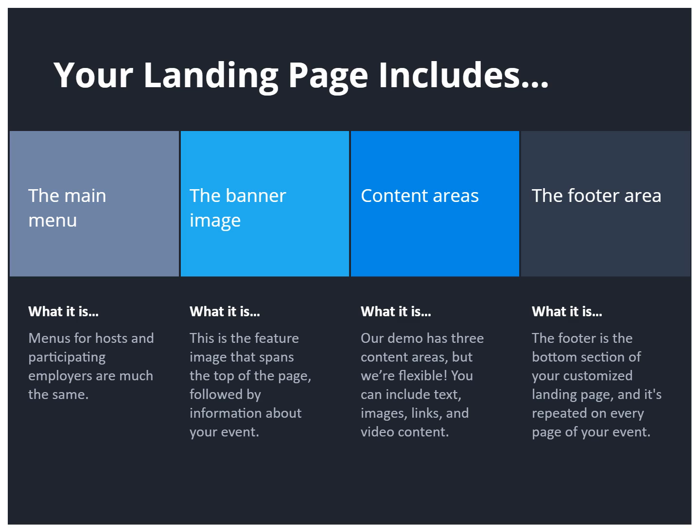After the banner image, we include information about your upcoming event. Below the event information, we provide content areas. We include 3 content areas on our sample page, but you're welcome to add or remove them and have them customized as you like. Finally, the footer is at the bottom section of your customized landing page, and it's repeated on every page of your event. The footer contains your logo, your contact information, and any links that you would like to include. So now that you know what your landing page includes, let's take a graphic tour and talk about the things you'll need to provide so we can customize your site.